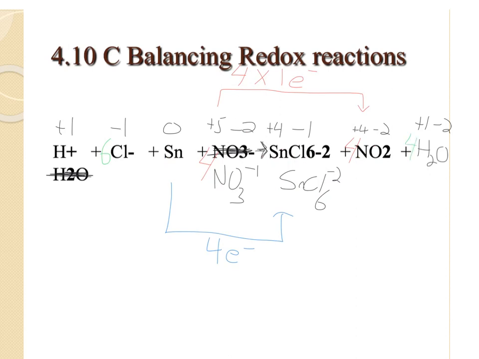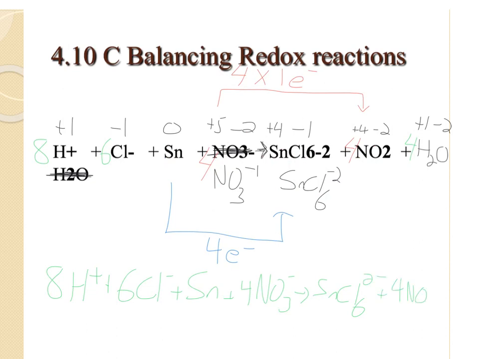And that 4 is going to give me 8 hydrogens, so I need to come over here and have 8 hydrogens. So my coefficients, it's a little messy in there. It's 8 hydrogens plus 6 chlorines plus tin plus 4 nitrates makes SnCl6 minus 2, one of those, plus 4 NO2s plus 4 H2Os.